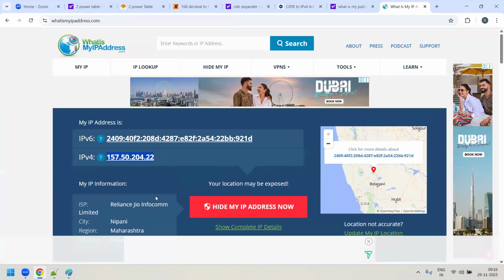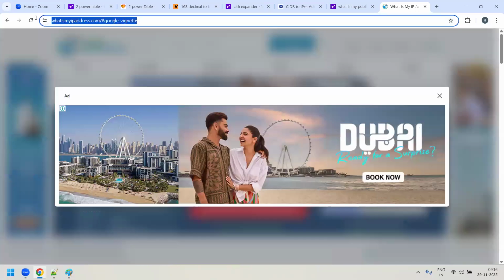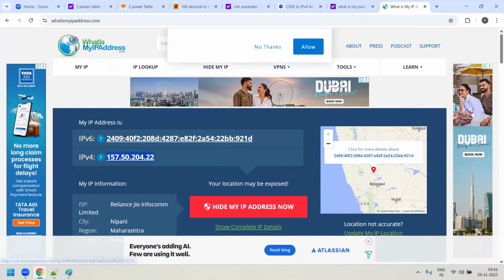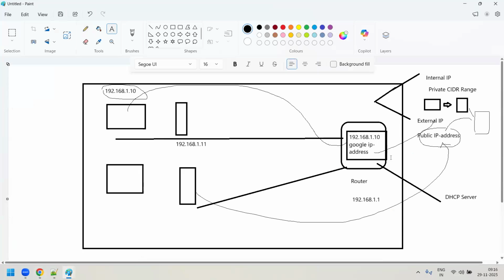157.50.204.22. This public IP is assigned by Reliance. If my wife opens her mobile and gives this URL, she will also get the same public IP. So with this single public IP, we are able to communicate. This router has this public IP. Who assigns it? Your internet service provider, Reliance, has assigned this IP address to this one router.